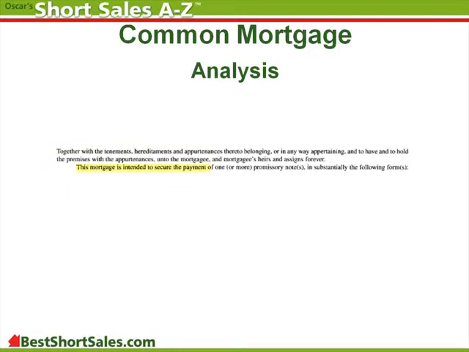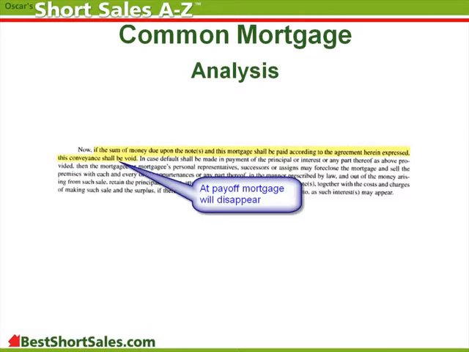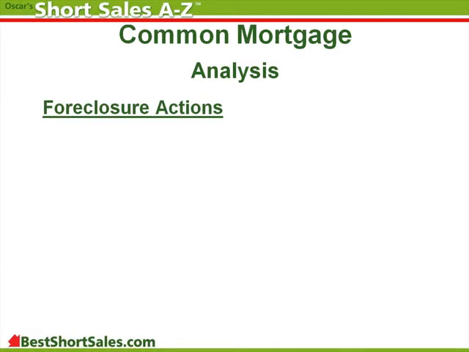It continues. This mortgage is intended to secure payment of one or more promissory notes. If the sum of money due upon the note and this mortgage shall be paid according to the agreement herein expressed, this conveyance shall be void. This means that at debt payoff, the mortgage will no longer exist. In case of default, the mortgagee may foreclose and sell the premises.